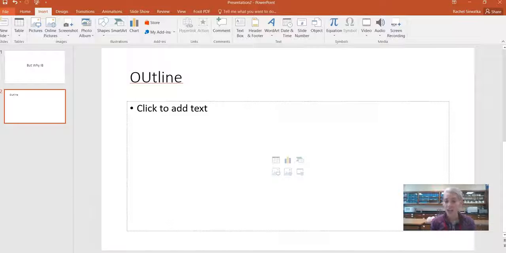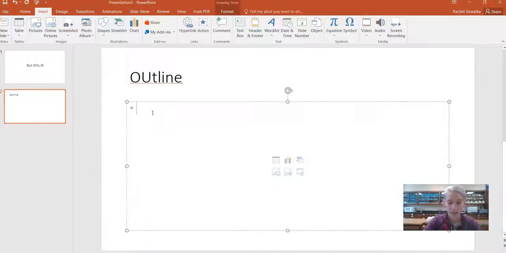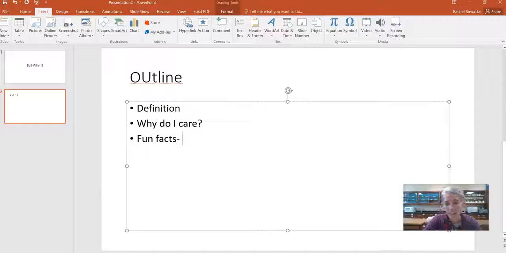So what I'm going to do is type out a sample answer, like an answer that was given as an exemplar, and we're going to break down what the parts of those answers are, because often with outline I see that it follows a pattern: one is the definition of the term, two is why do I care about it, then three might be some fun facts. By fun facts I mean distinguishing features of the thing you're talking about.